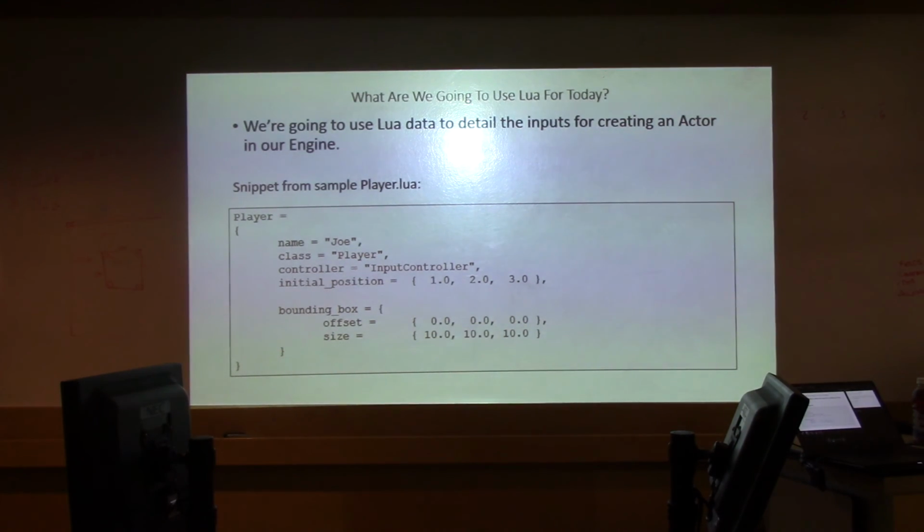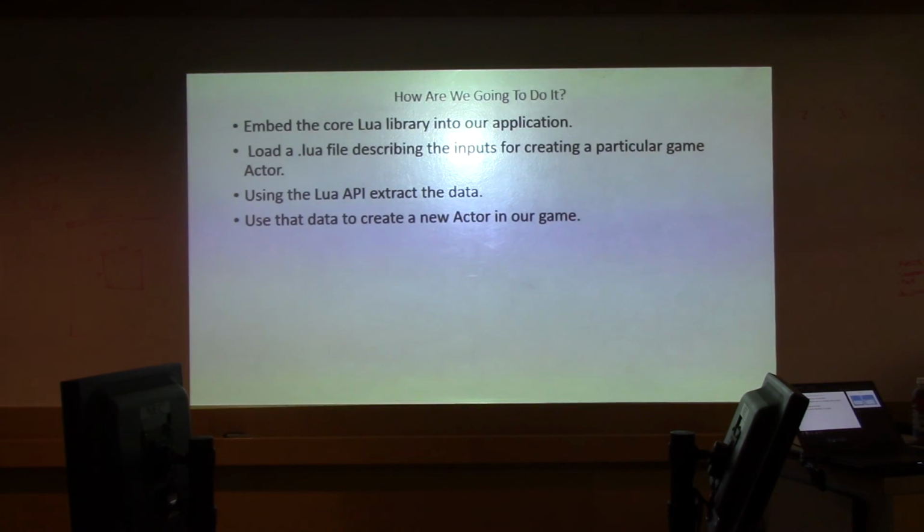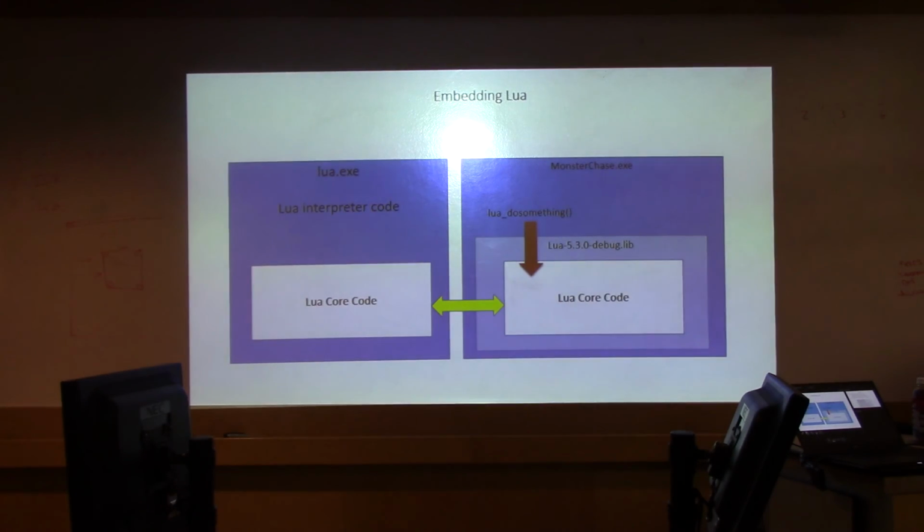So we're going to pull in all this information. Once it's all correct, then we've got all the information I need to send to my actual create actor routine. And then we're going to use the data to create a new actor in our game. I just threw this in here. This is what I did before.